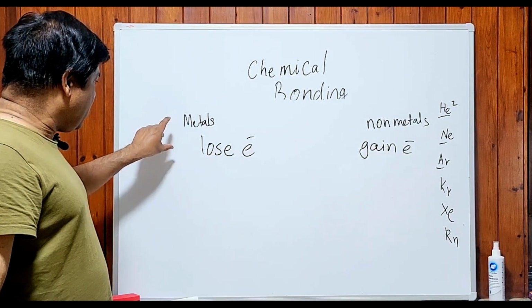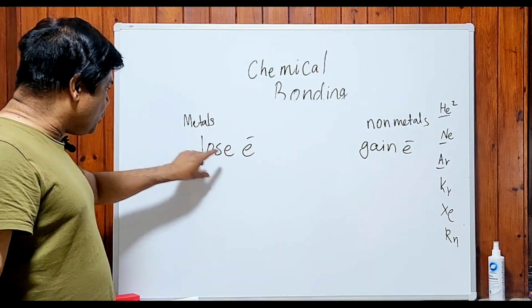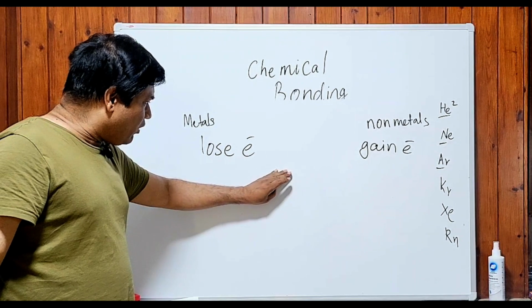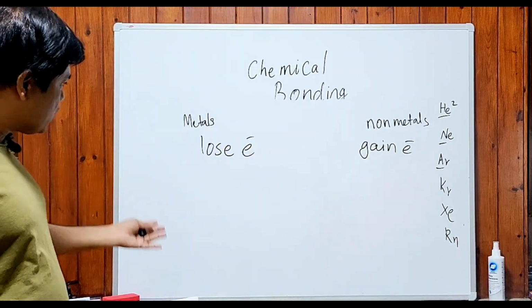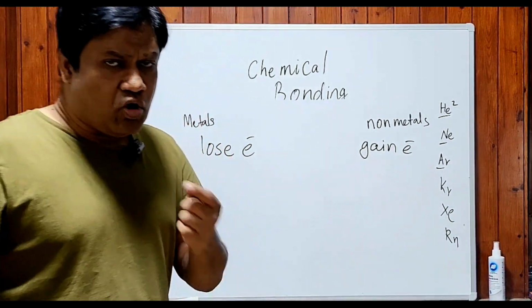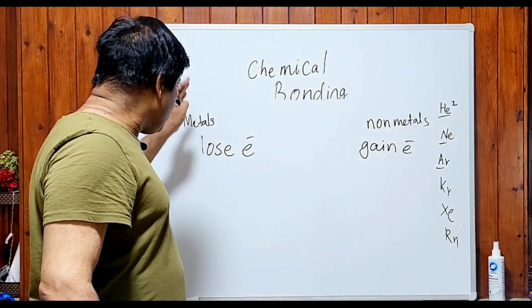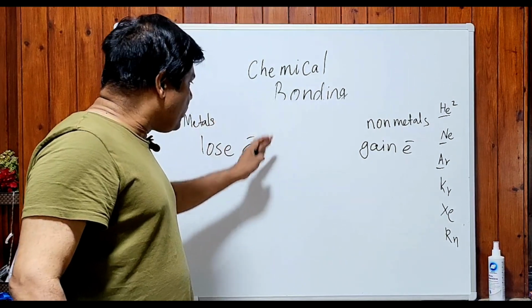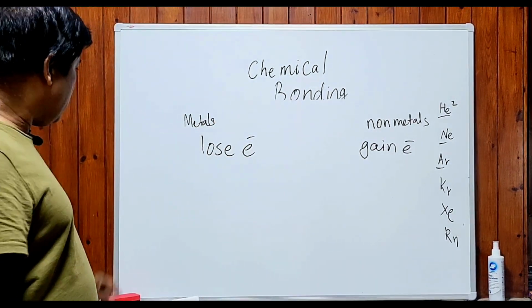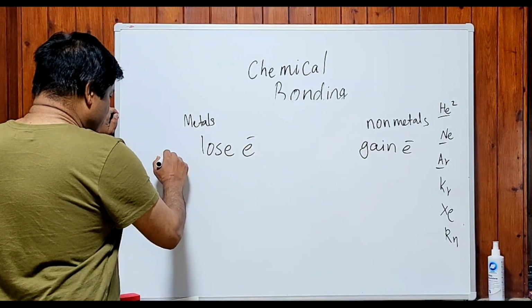Metal can easily donate 1 electron, 2 electrons, or 3 electrons, depending on where they belong, I mean, in which group they are present. Okay, let's start with the basic thing.